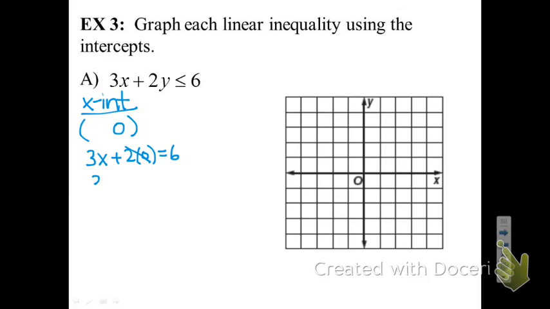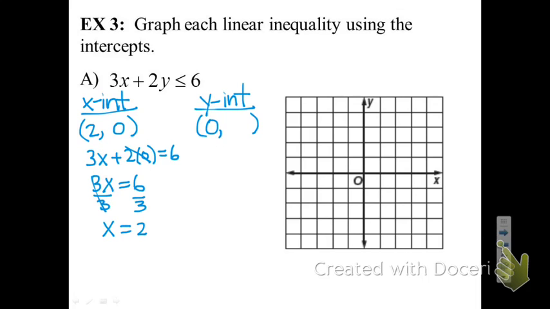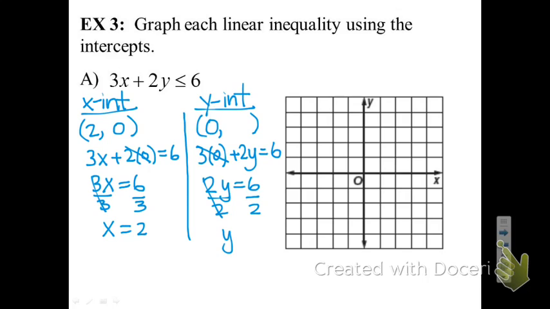So this becomes 0. We're left with 3x equals 6. To solve this, we divide by 3. The 3's divide out, and x equals 2. Okay, for our y-intercept, we replace the x value with 0. So in our equation, we have 3 times 0 plus 2y, and we're going to use the equals again instead of the inequality. This goes to 0, and we're left with 2y equals 6. To solve that, we divide by 2. The 2's divide out, and y equals 3. So it gives us the ordered pair 0, 3. To graph that, we go over 2 up 0 for the x-intercept and over 0 up 3 for the y-intercept.